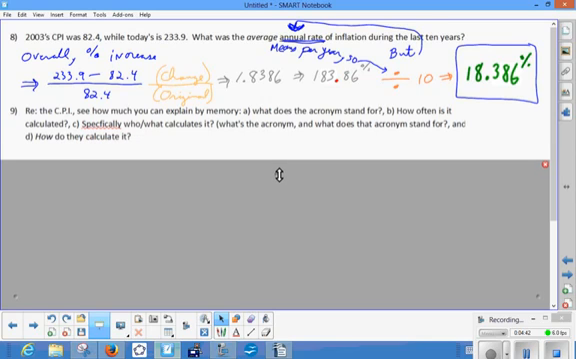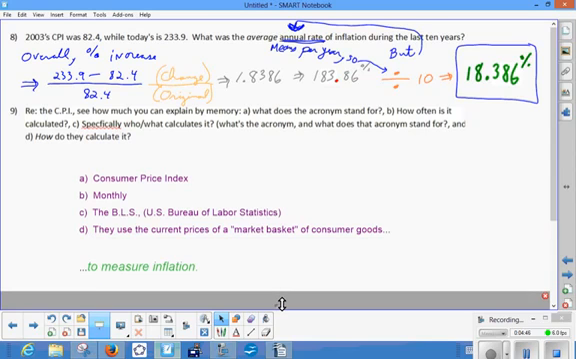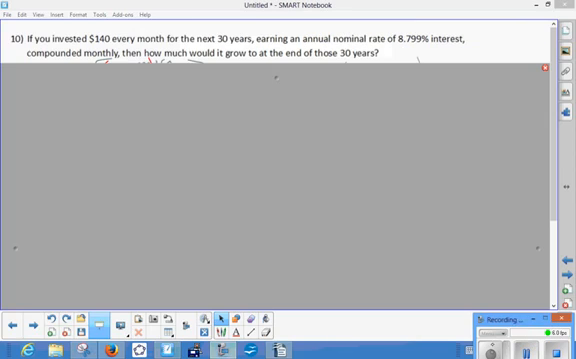On number 9, I'm just going to flash these to you. Check your work. Remember, one of the main reasons they calculate the CPI is to measure inflation in our economy. Number 10.